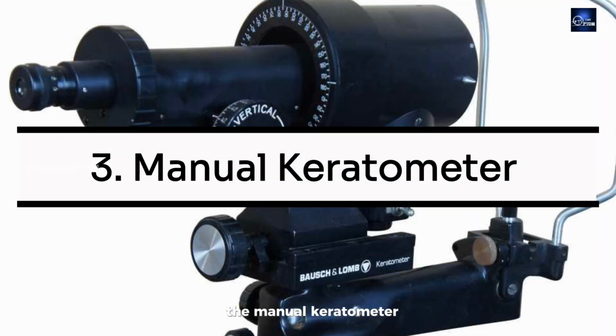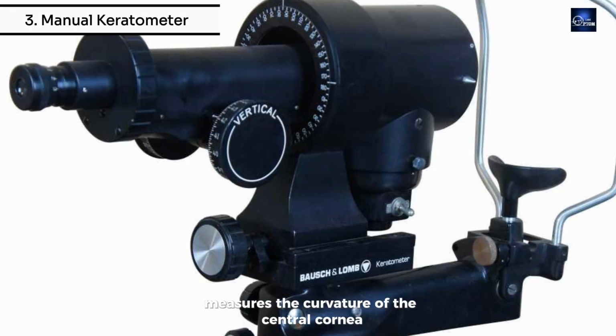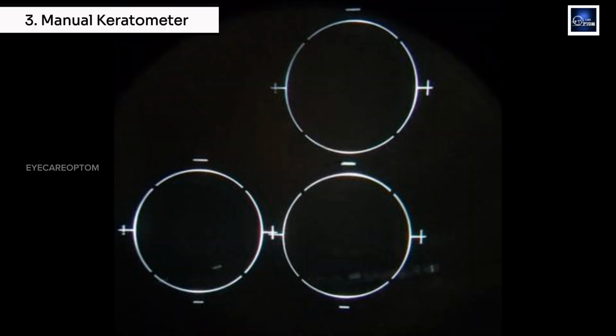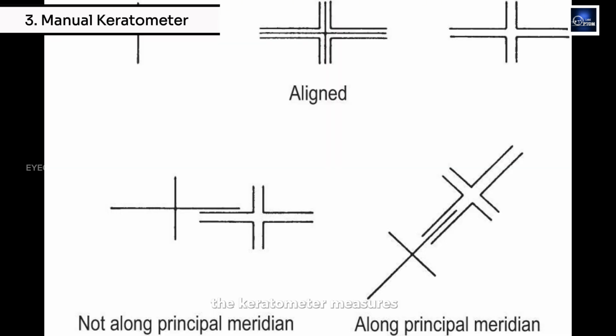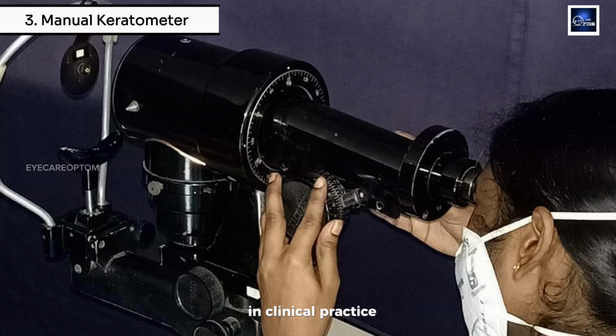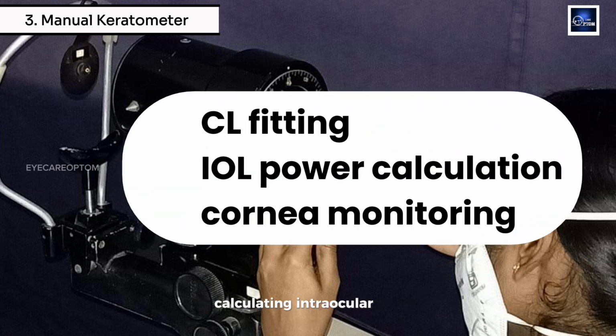The manual keratometer measures the curvature of the central cornea. Specifically, it measures the radius of curvature of the anterior surface of the cornea in two principal meridians. This gives us the corneal power in diopters and tells us the amount and the axis of corneal astigmatism. The keratometer measures a small central zone of approximately 3 millimeters, so it reflects the curvature of the central cornea. In clinical practice, keratometry readings are used for contact lens fitting, calculating intraocular lens power before cataract surgery, and for monitoring corneal changes in conditions like keratoconus.